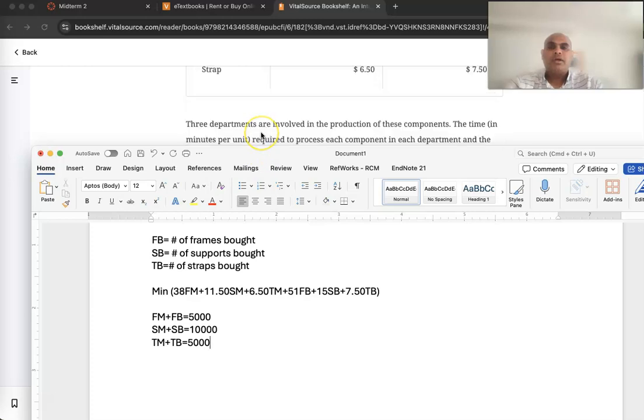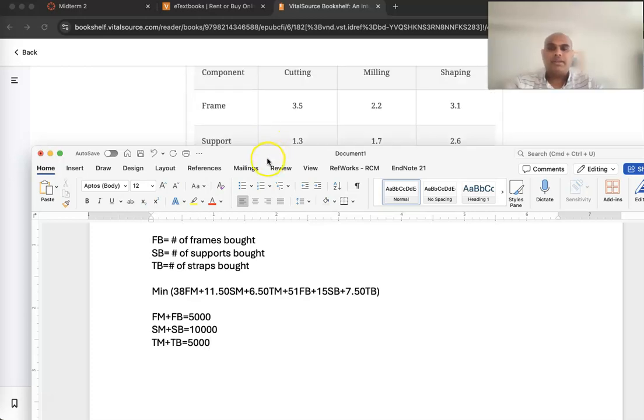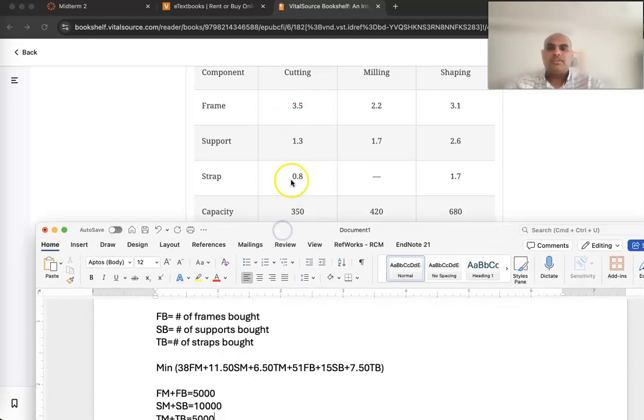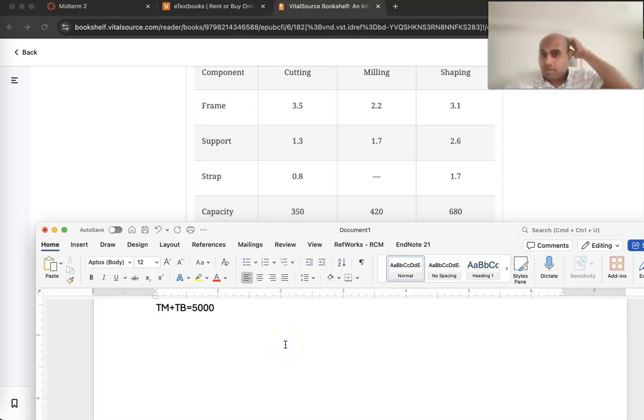Apart from this, now we have the manufacturing constraints. So let's begin with cutting. Let's write the cutting constraint. It takes 3.5 hours to cut a frame. So this is only for manufacturing. Buying, we're just buying fully made frames from the outside. 1.3 hours to cut a support and 0.8 hours to cut a strap. So this is how many hours we need to make all the frames, all the supports, and all the straps. And this cannot exceed 350 hours, right?